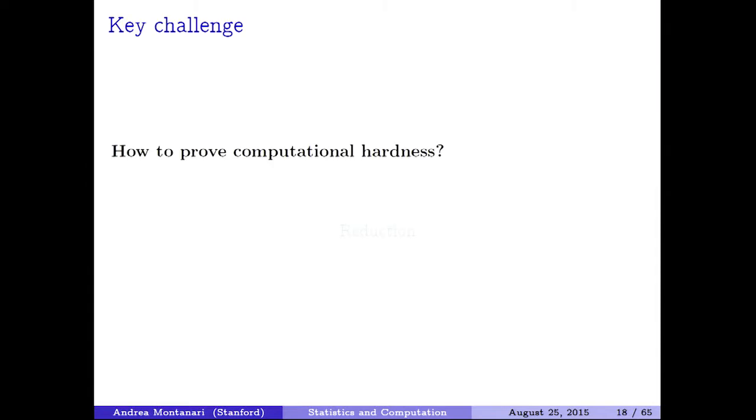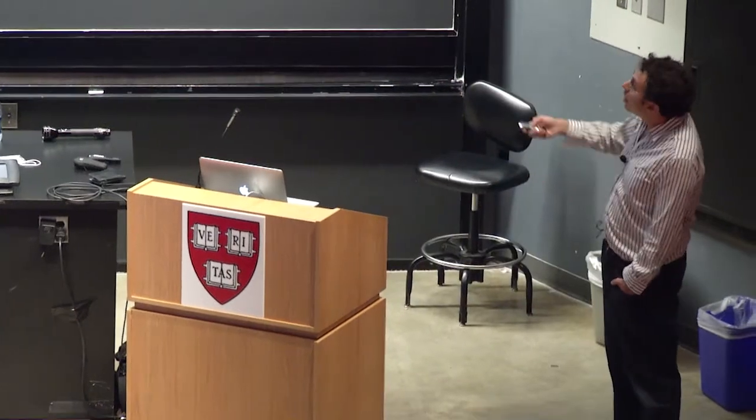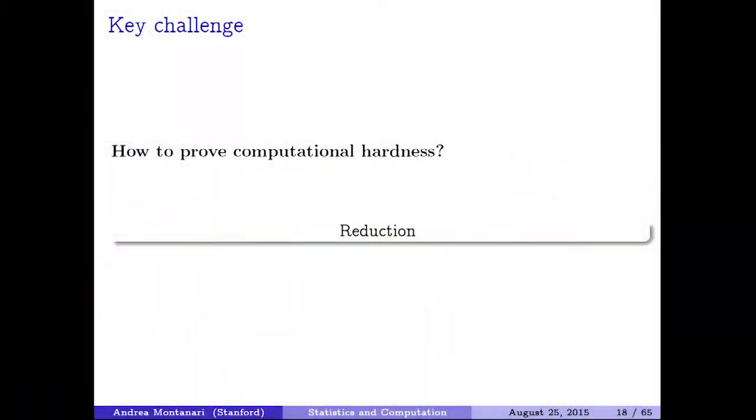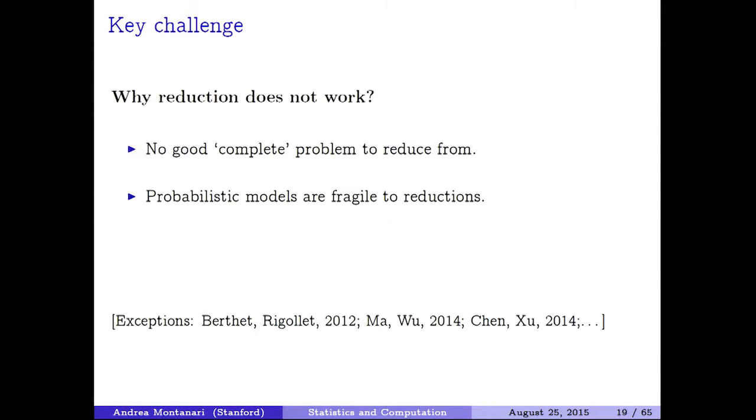All right, so the general approach. What is the basic problem here? The basic problem is proving lower bounds, that is proving impossibility results, proving that no polynomial time algorithm is able to do this. Why is this a difficult problem? Because the standard way to prove computational hardness is reduction: you prove that something is at least as hard as satisfiability.